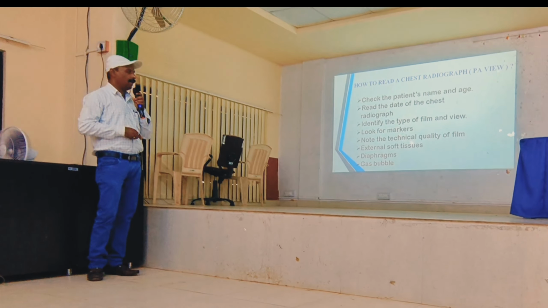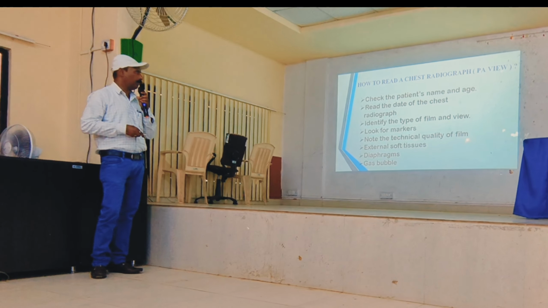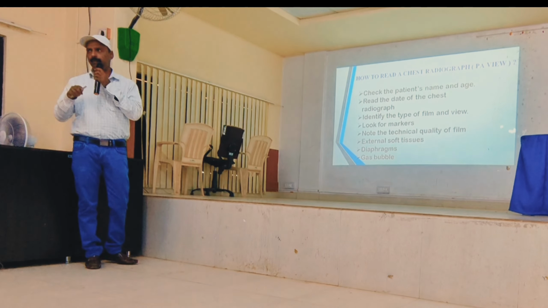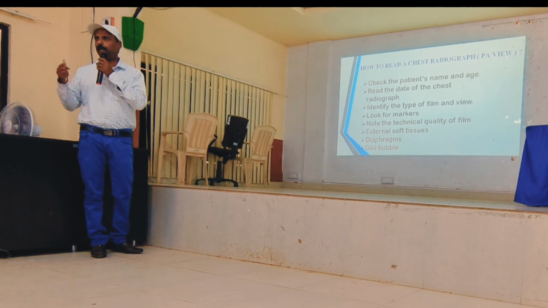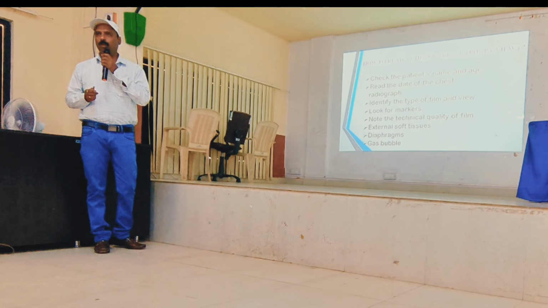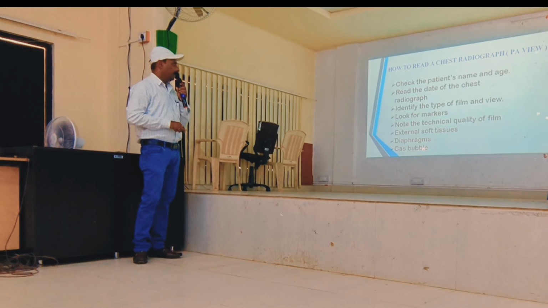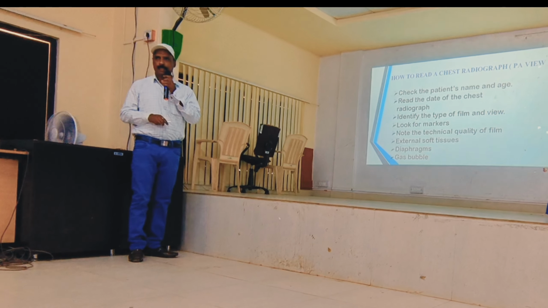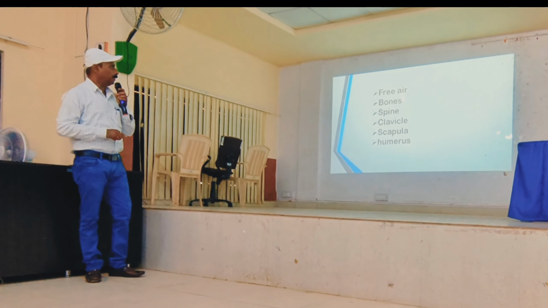So look for the markers, any marks on it, and the technical quality of the film, then the external soft tissues which are seen in the chest X-ray. So this is all I'm going to guide you. You have to see all these things in the reading of the PHS till final year. Then the domes of the diaphragm, where you can see gas bubbles. Then free air, if there is any.